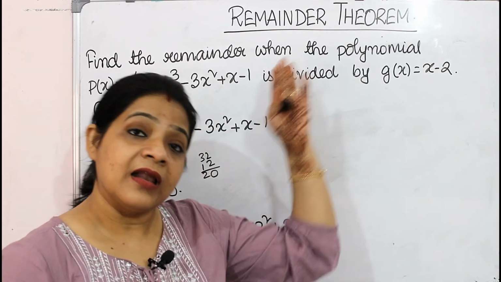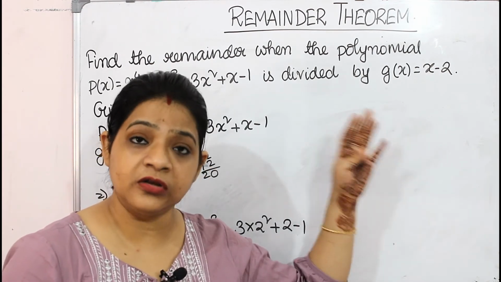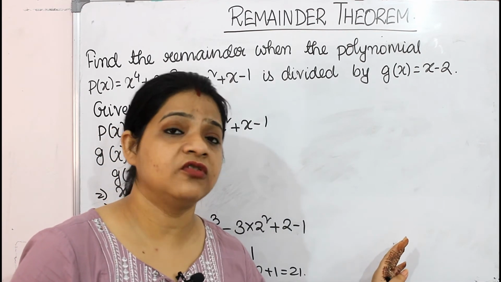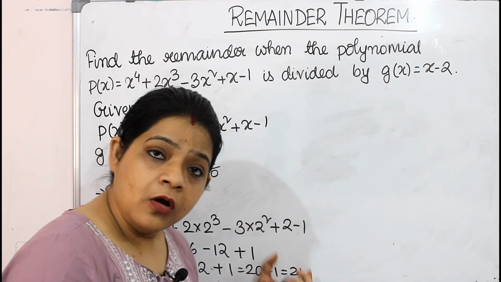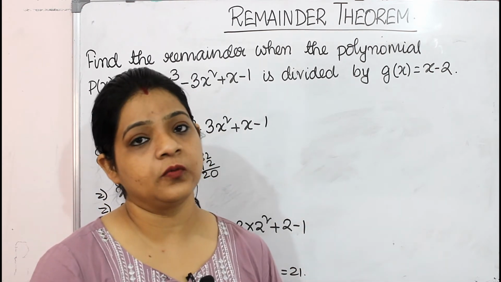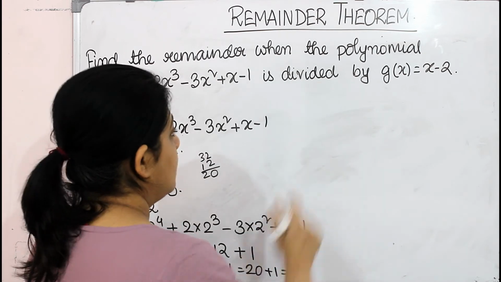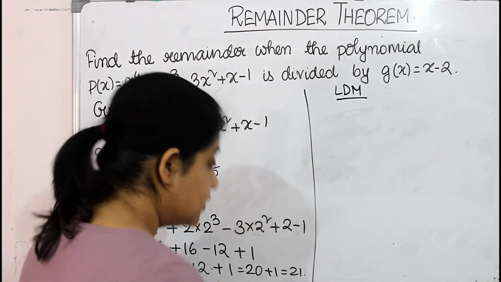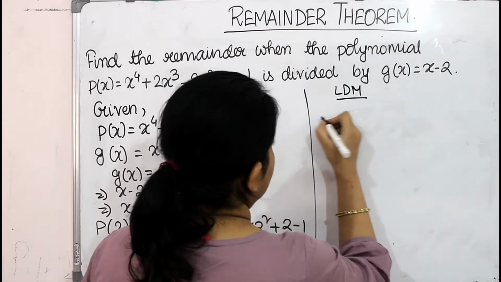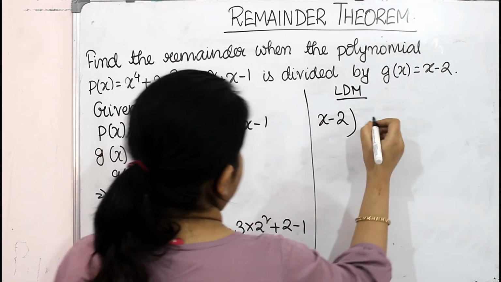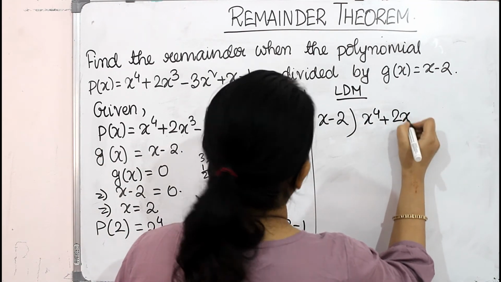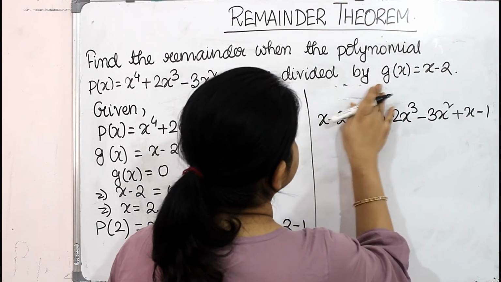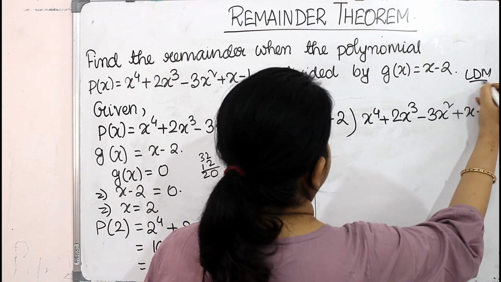So to verify this, let us use the long division method just for your understanding. I will use the long division method to prove whether the remainder exactly comes out to be 21 or not. So let's do the long division method. p(x) is this, g(x) is this. So x minus 2 divides x to the power of 4 plus 2x cube minus 3x square plus x minus 1.